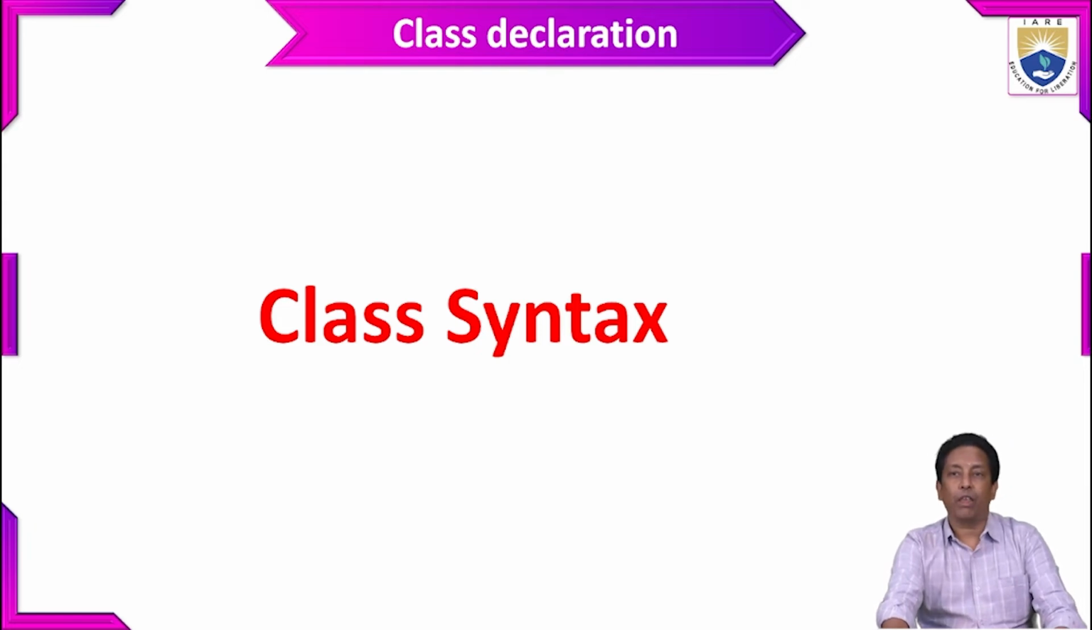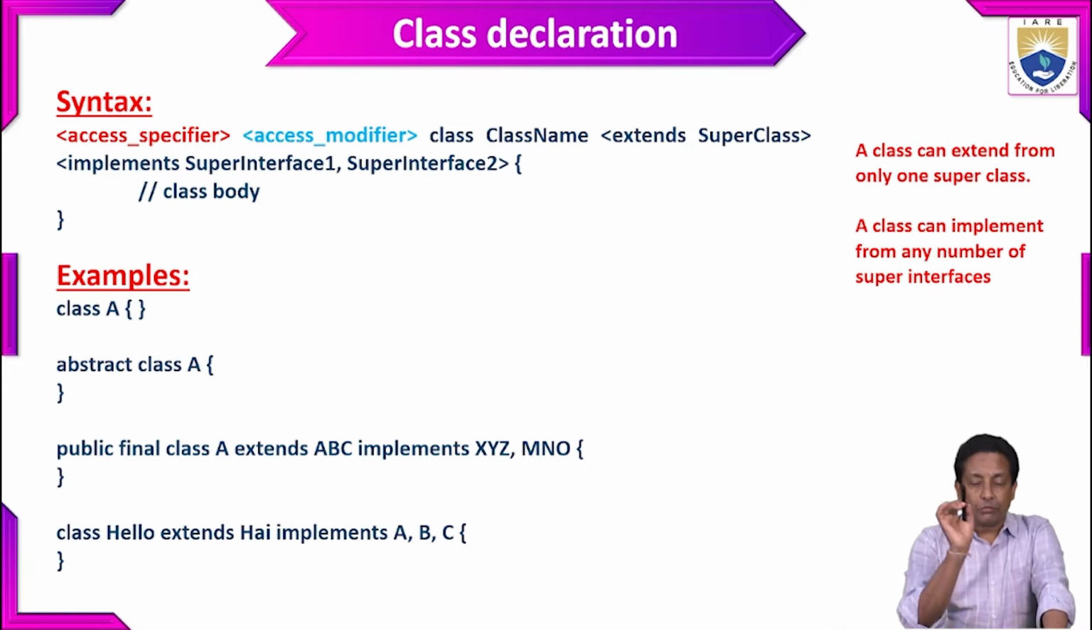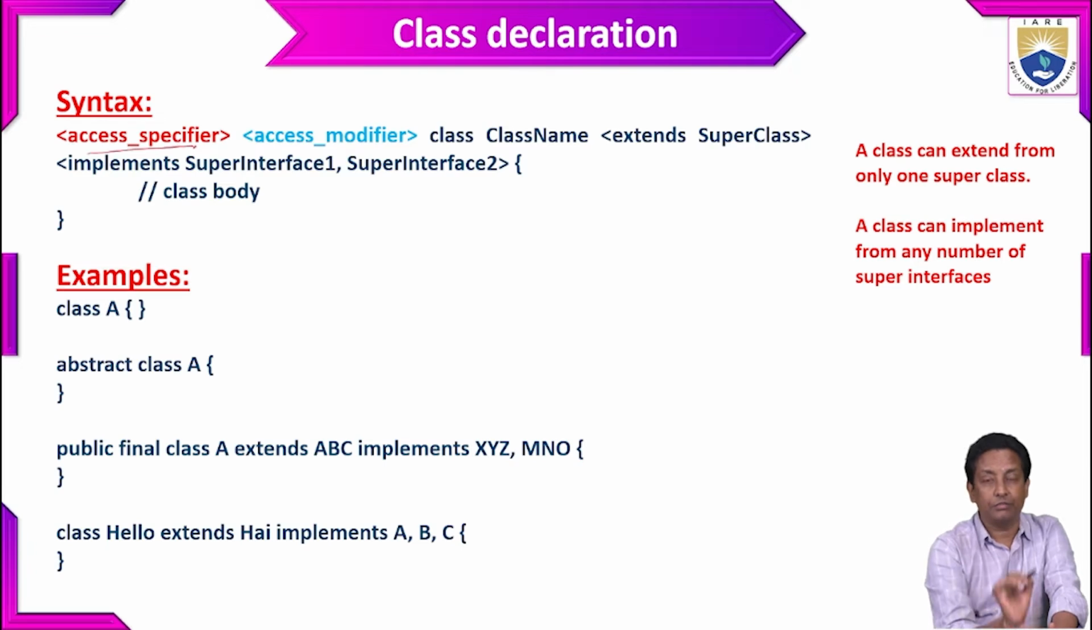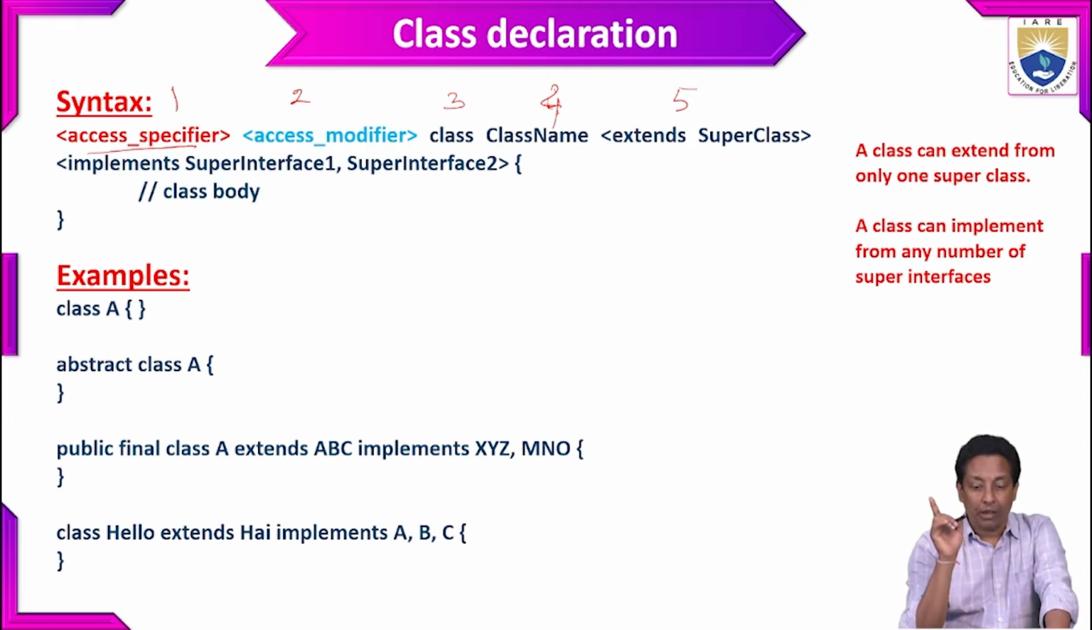Coming to the class syntax. How to declare a class? How many parts does a class declaration contain? A class can be declared with access specifier first. Access modifier next. The next, class keyword. Then class name. The next, from which class the class is extended, the superclass. Only one superclass, because Java supports only multilevel inheritance but not multiple inheritance. In Java, a class can extend from only one superclass.